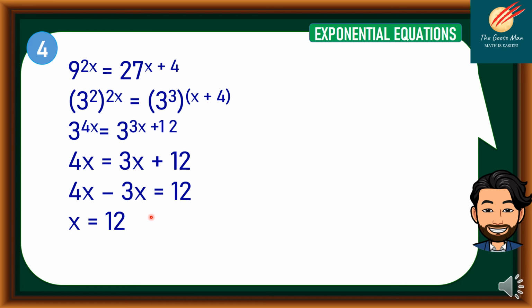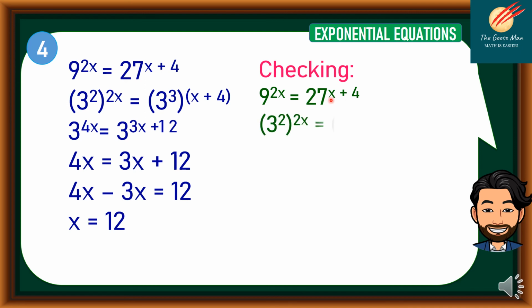Now, to verify that, I'll use the value of x, which is equal to 12, in the original equation: 9 raised to 2x is equal to 27 raised to x plus 4. I can use the derived equation as 3 squared raised to 2x is equal to 3 cubed raised to x plus 4.